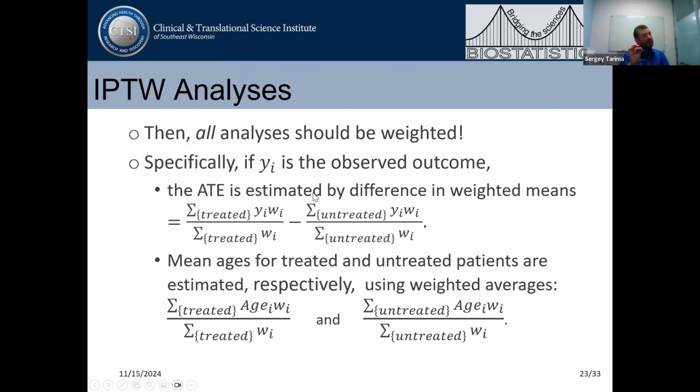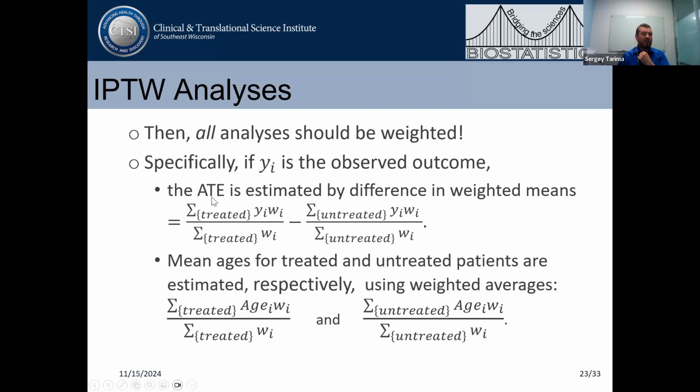Now, when we calculate these weights, then all our analysis should be weighted on these weights. For example, when we want to estimate average treatment effect, ATE, right? In this case, we should consider difference between weighted averages. So if we have, for example, 4 patients in the treated group, we would consider not just a simple average of the outcomes within treated group, but weighted average.